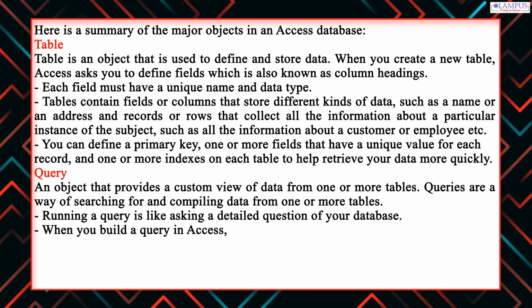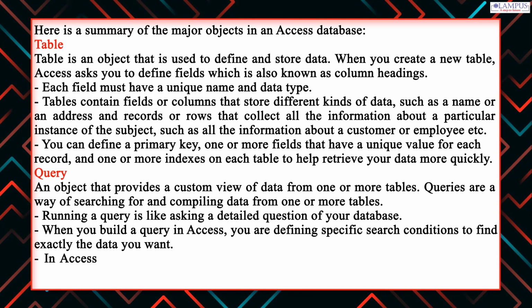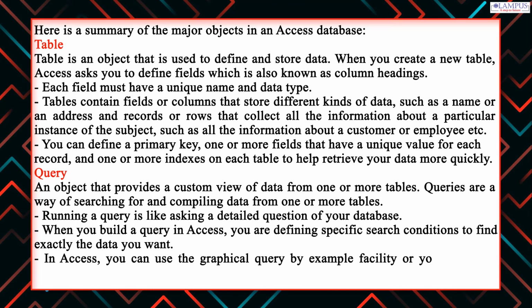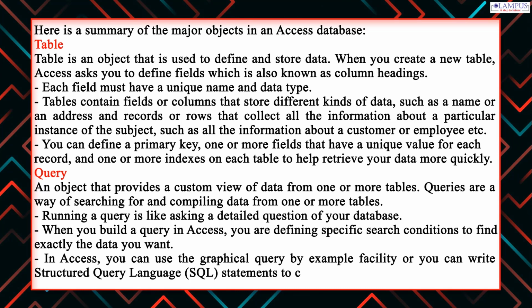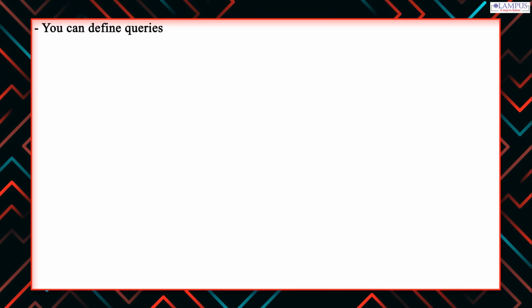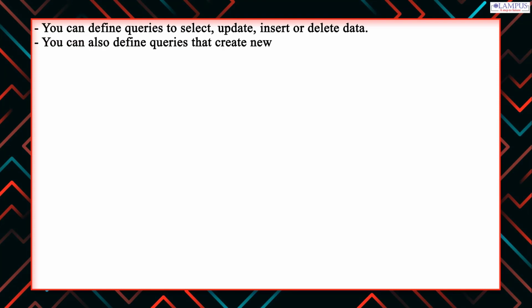When you build a query in Access, you are defining specific search conditions to find exactly the data you want. In Access, you can use the graphical query by example facility, or you can write structured query language (SQL) statements to create your queries. You can define queries to select, update, insert, or delete data. You can also define queries that create new tables from data in one or more existing tables.